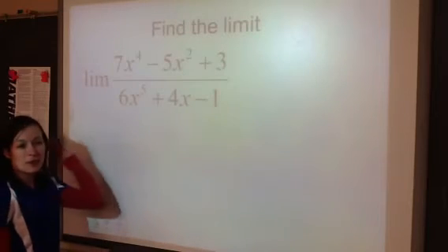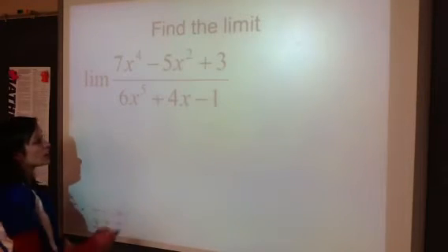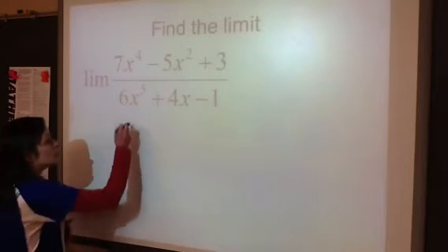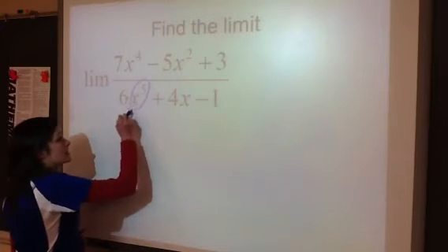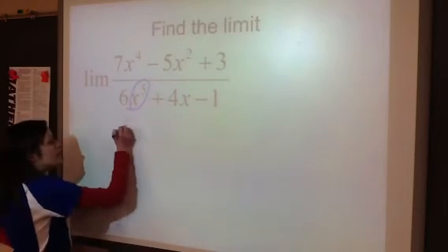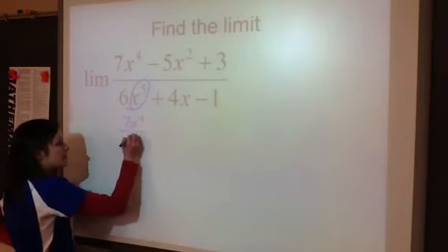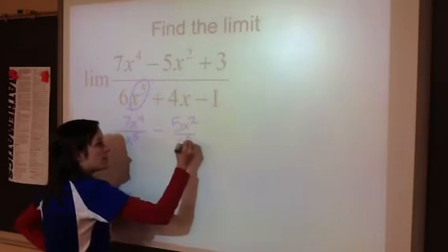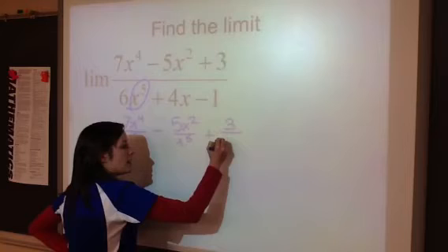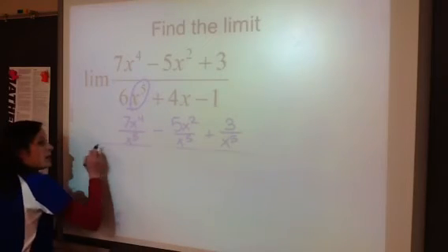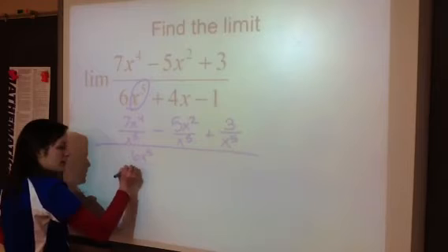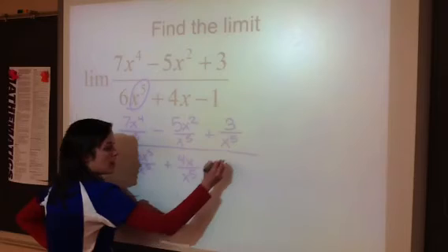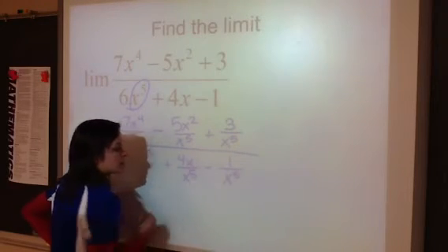So let's try a different one with a bigger denominator. What you're going to divide by is x to the biggest exponent in the bottom. Our bottom's biggest exponent is this x to the 5th. So I'm going to take 7x to the 4th and divide it by x to the 5th. I'm going to take 5x squared and divide it by x to the 5th. I'm going to take 3 and divide it by x to the 5th. On bottom, I'm going to take 6x to the 5th divided by x to the 5th, the 4x divided by x to the 5th, and the 1 divided by x to the 5th.